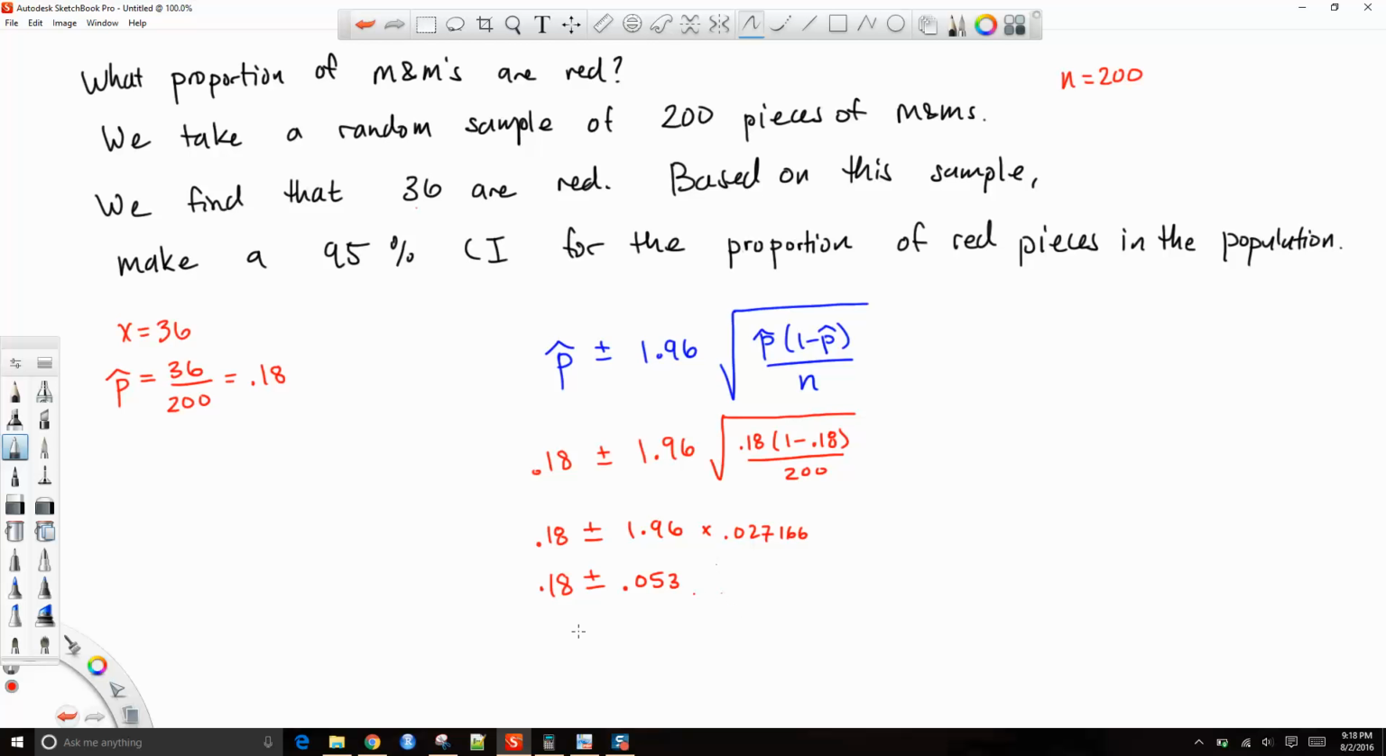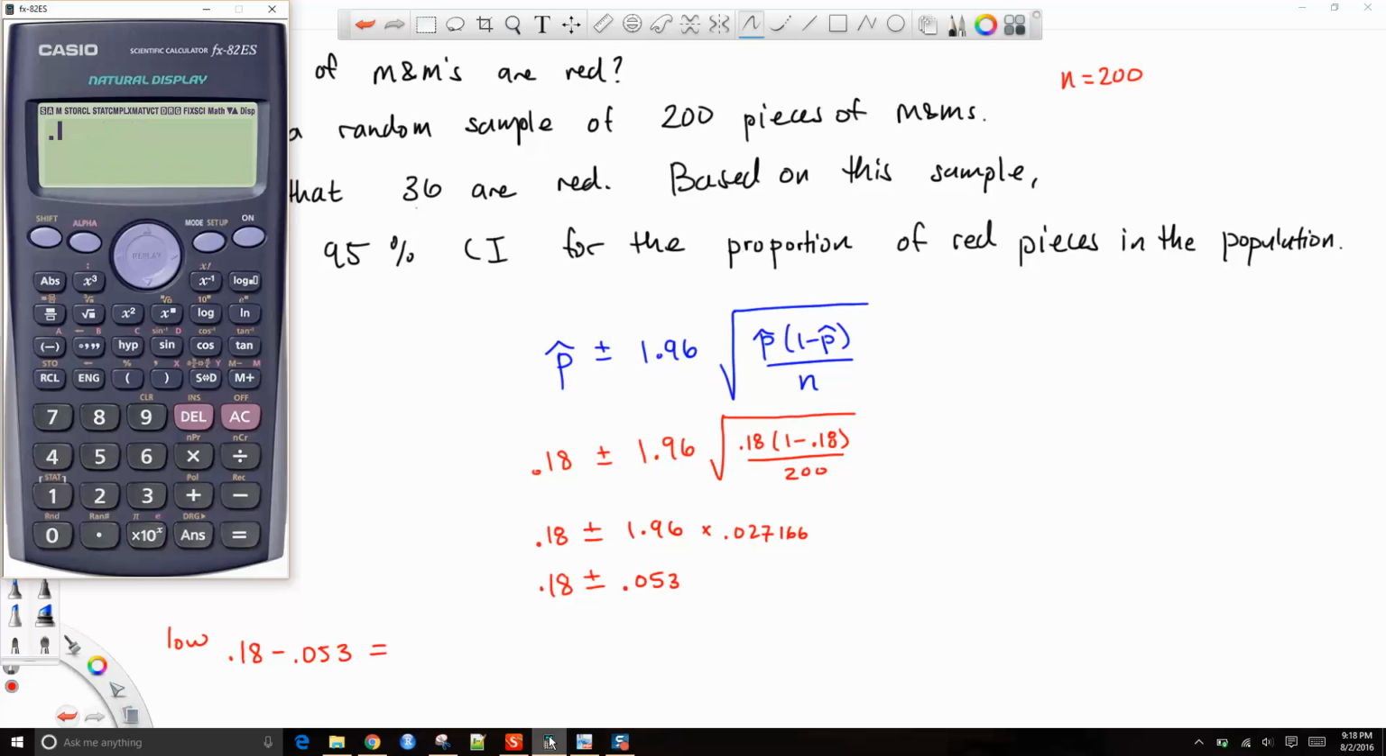So that means on the low end, I have 0.18 minus 0.053, and that's 0.127. If your calculator gives it in a funny fraction form, you hit the SD button, and 0.127 is what we get.